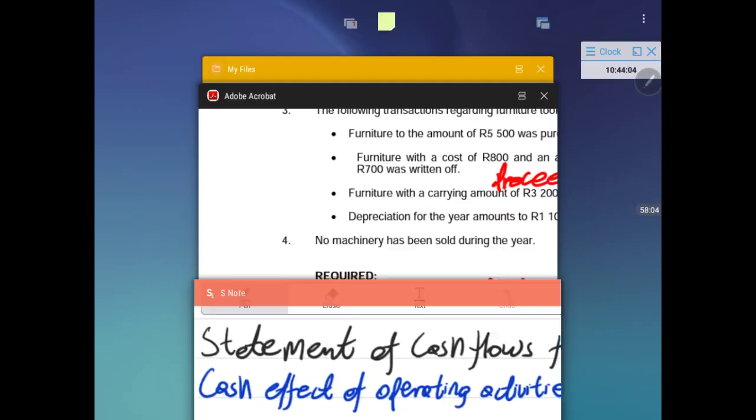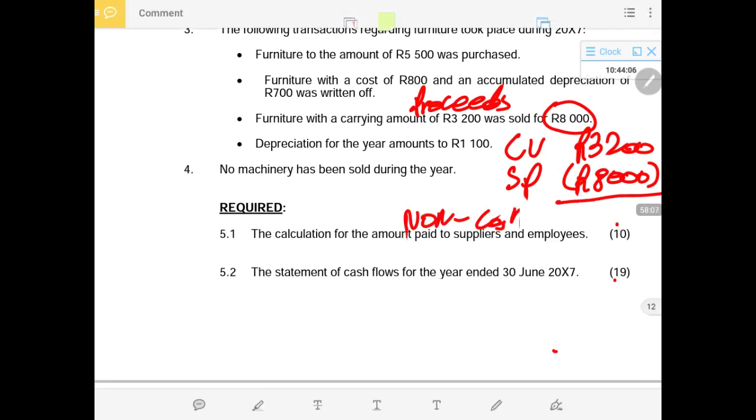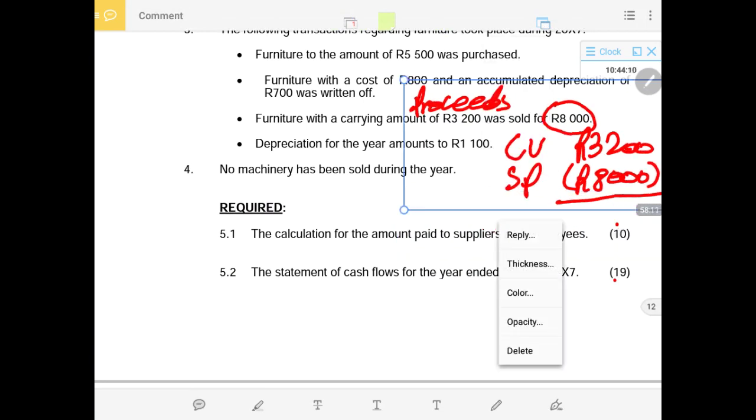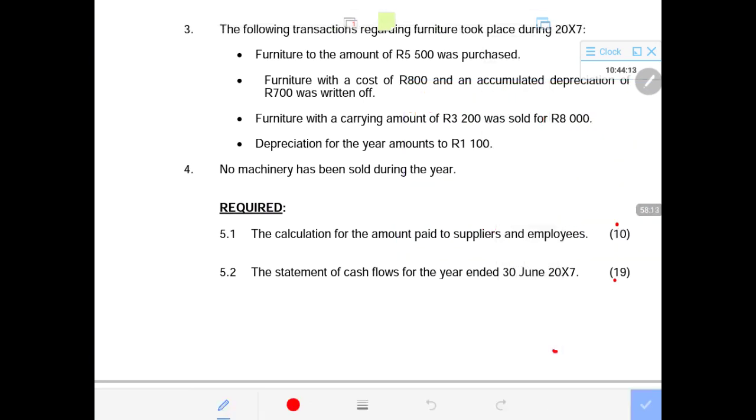In fact, the same scenario, because there's still something to be recorded there. Now, we don't know the cost price of this furniture. We know the carrying value. We know the selling price. We don't know the cost price. But we know that the cost price is equal to carrying value plus accumulated depreciation.